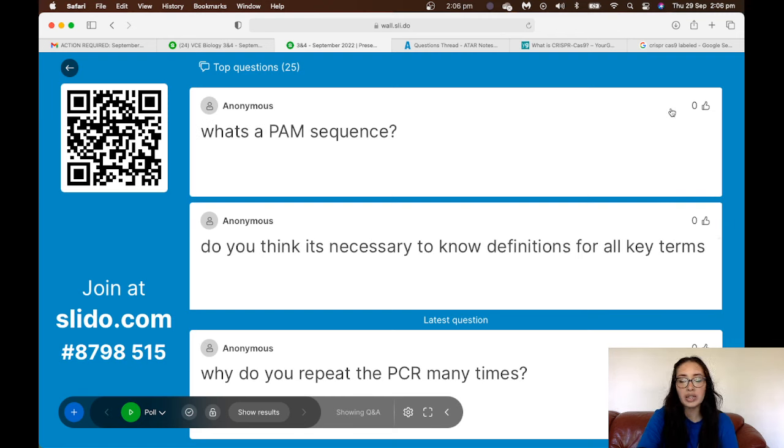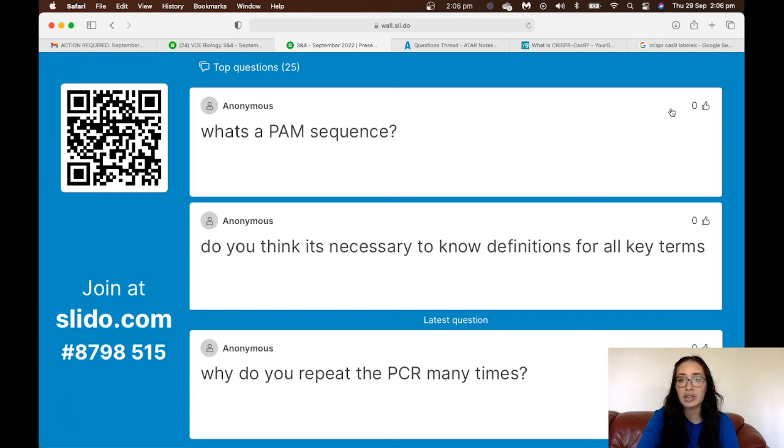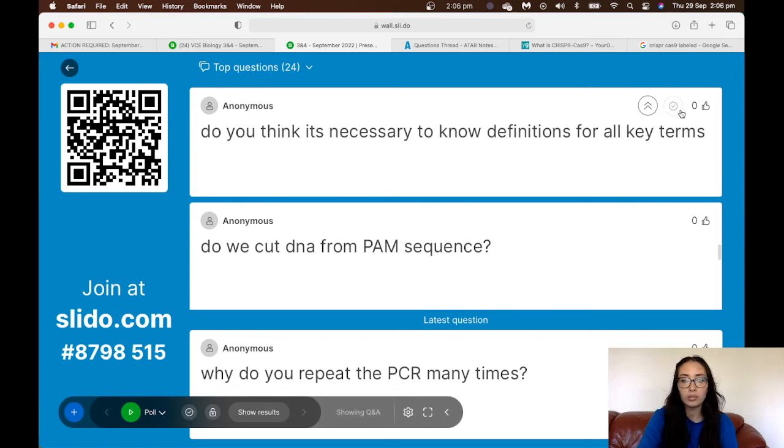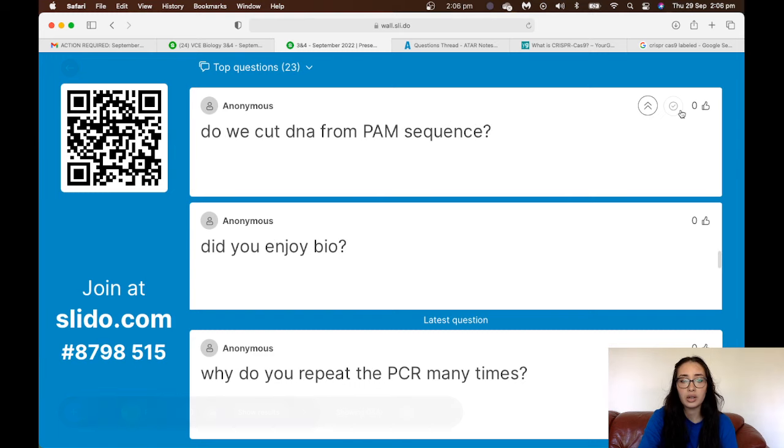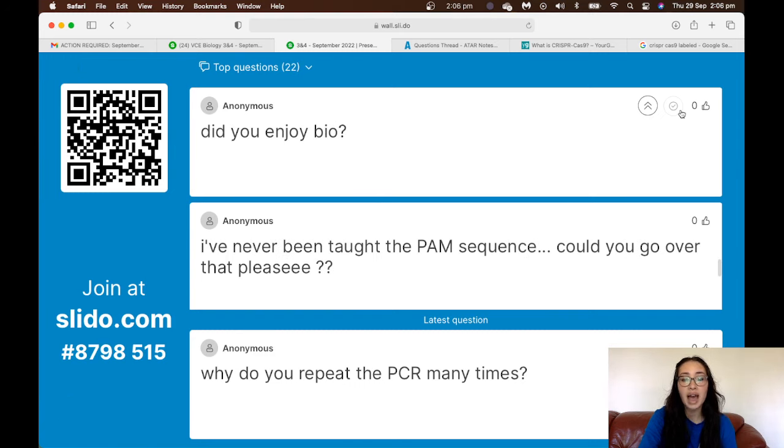PAM is protospacer adjacent motif, and it's pretty much just saying, this is where we cut. Cut next to this, okay? So you've got a sequence, and the PAM is like, cut here. It's like a flag directing you to where to cut. Yeah, I think so. Do we cut right at the PAM sequence? Next to the PAM sequence. Yes, I love bio.